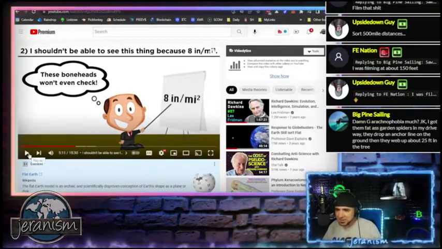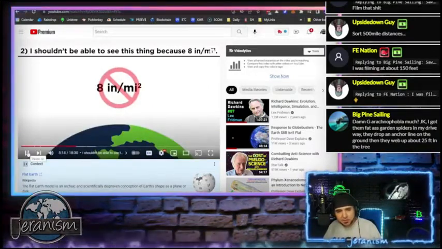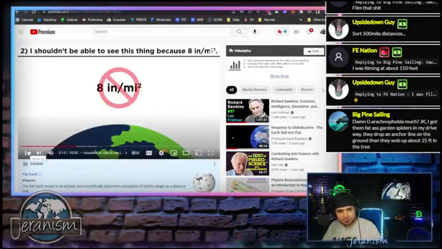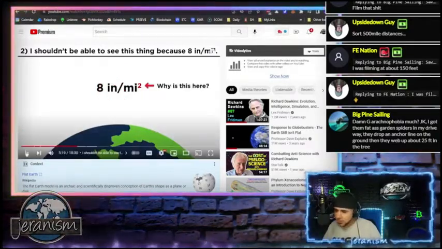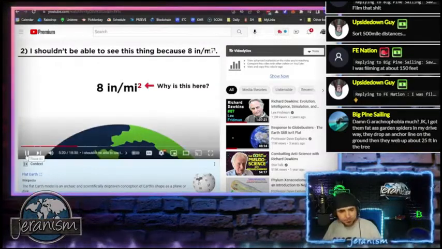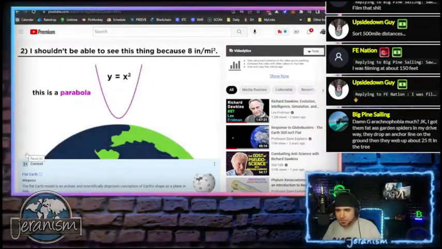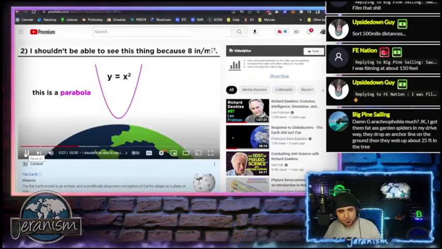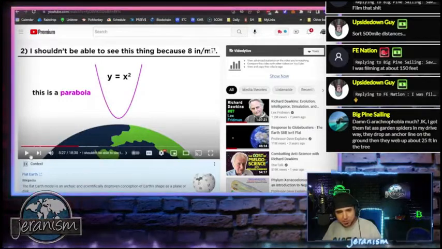And he's the one who didn't do any math to check up on the 8 inches per mile squared. 8 inches per mile squared is not a valid way to measure Earth's curvature. If you understood math, you would immediately see that this squared on miles is totally out of place. That's because this is a parabolic approximation. This is for doing calculations with a parabola, which is what the Earth could be. You just made a weird shaped parabola, but it can be other shapes.